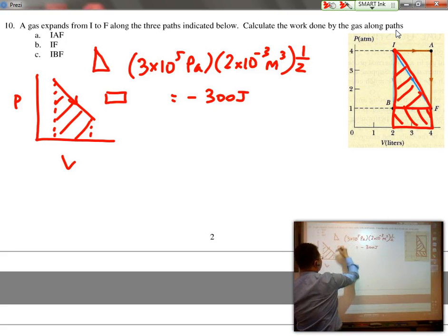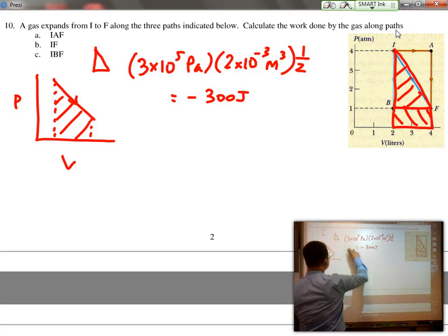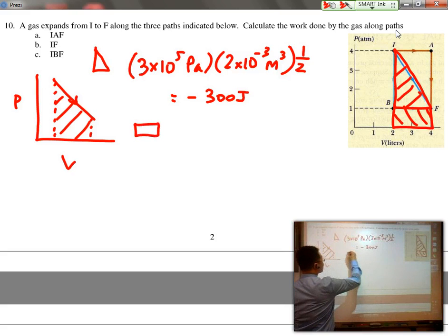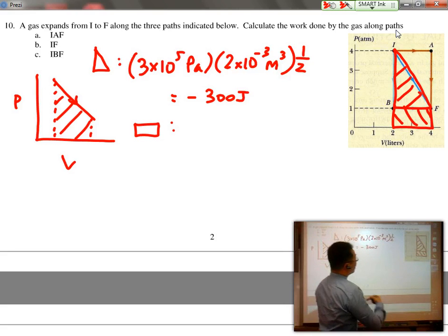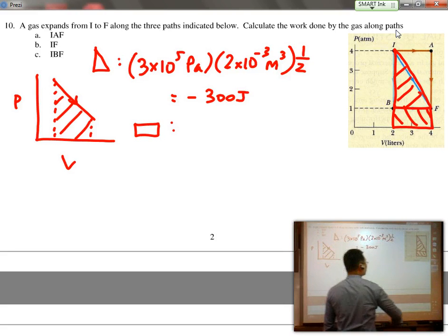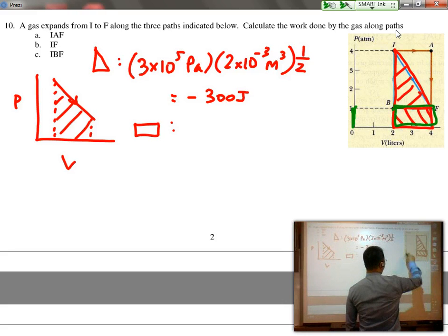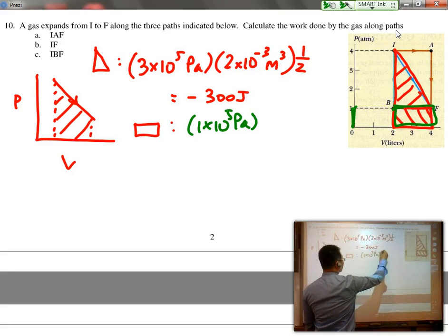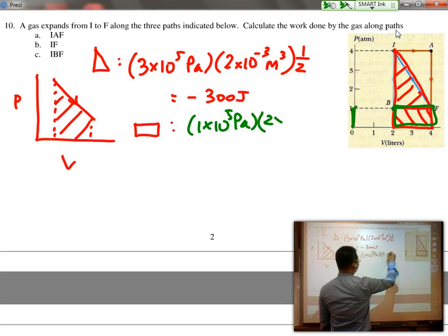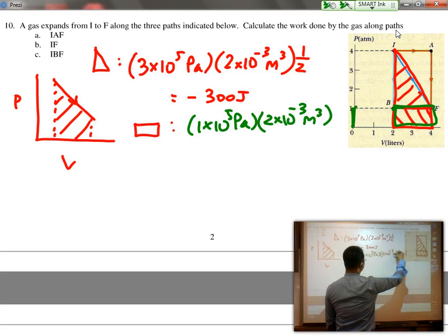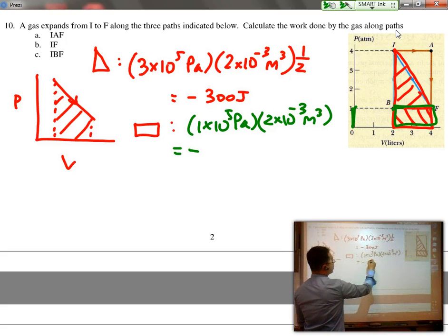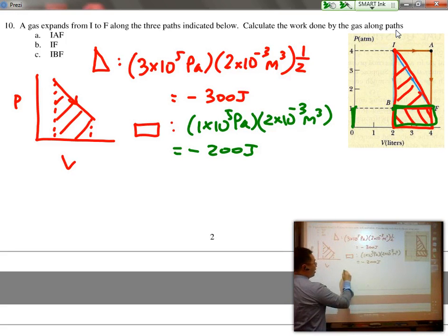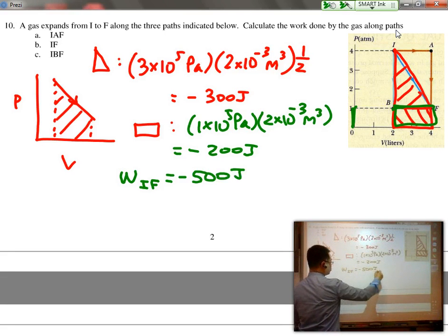For the rectangle underneath, that's simply going to be a total pressure. So for this rectangle, it's a total pressure of 1 times 10 to the 5th pascals times a base of 2 times 10 to the negative 3rd meters cubed. So this would equal negative 200 joules. So the total work for that IF would equal negative 500 joules.